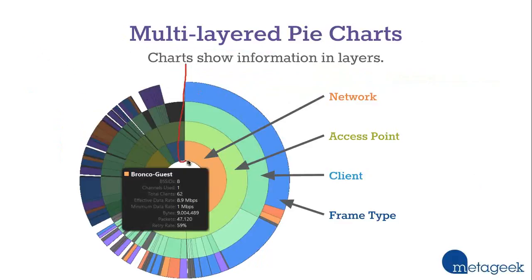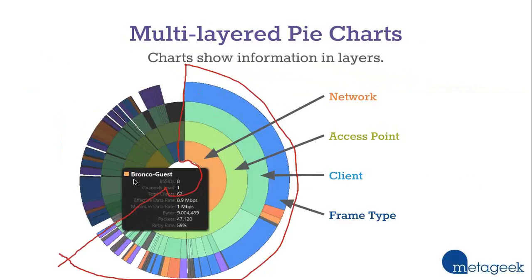The innermost layer shows us the individual network. When I took this screenshot, I had my mouse hovered over the pie chart, so we get this nice little pop-up here. We can see that there's a network called Bronco Guest that used about 2/3 of the total amount of airtime on that channel. It used up about 2/3 of the time. So the innermost ring shows us the network.